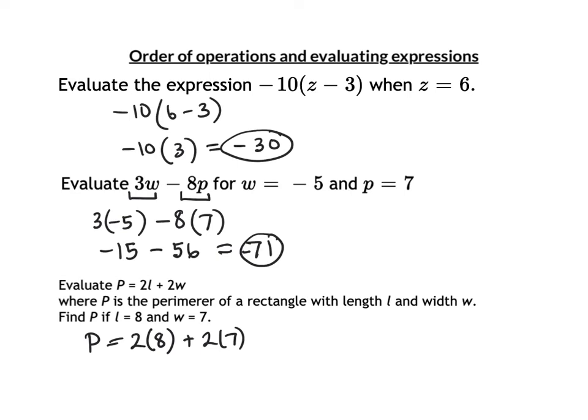I add and subtract last, so this ends up being 2 times 8, 16. Add last, 2 times 7, 14. And 16 plus 14 ends up being 30.